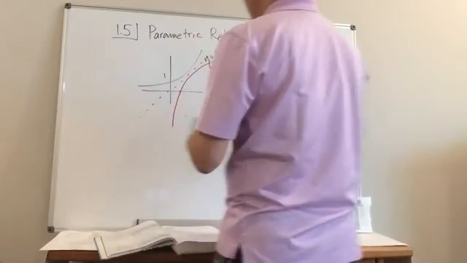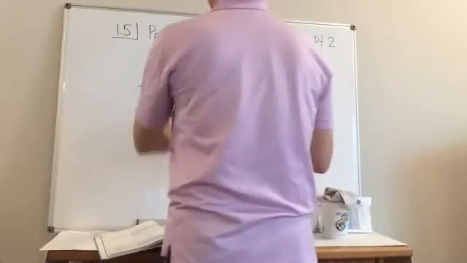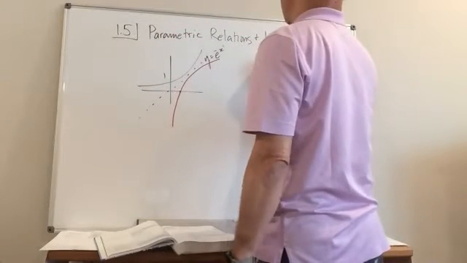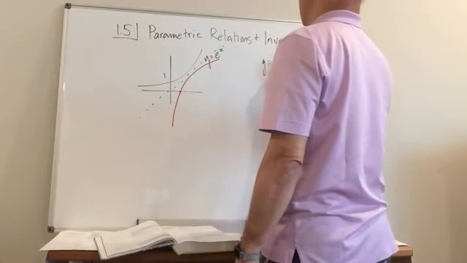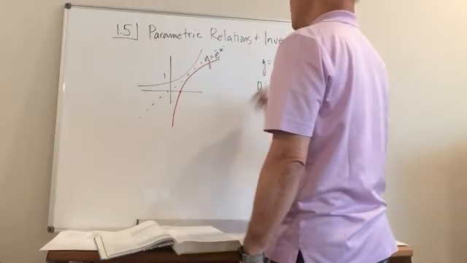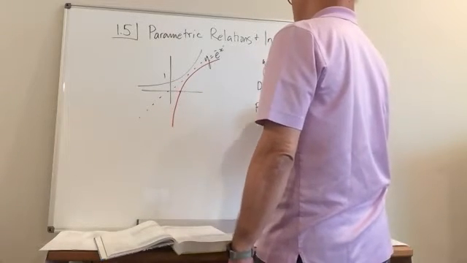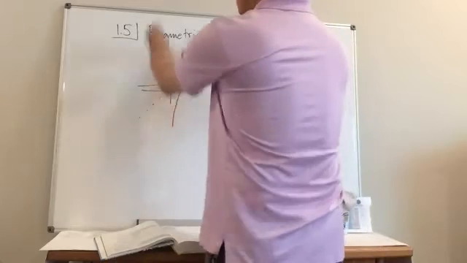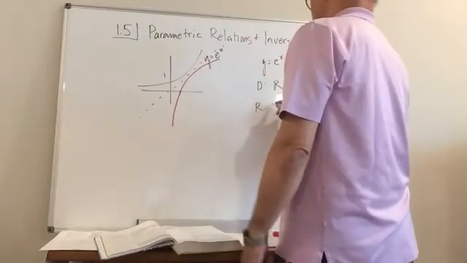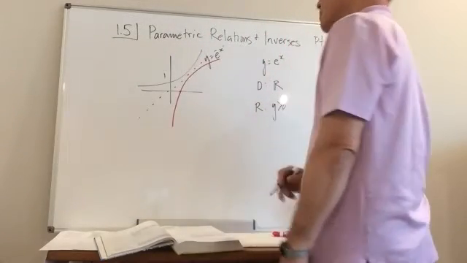Now the domain of the original function, so the original function was this. The domain is what? The domain is all reals, right? And the range is going to be what? The range has to be greater than 0, right? The range is going to look like this.